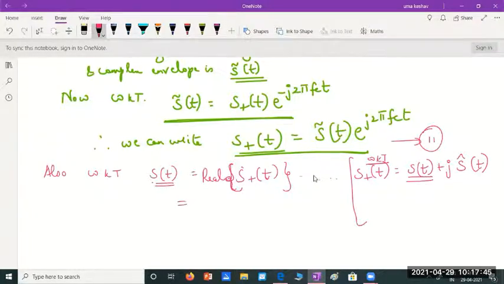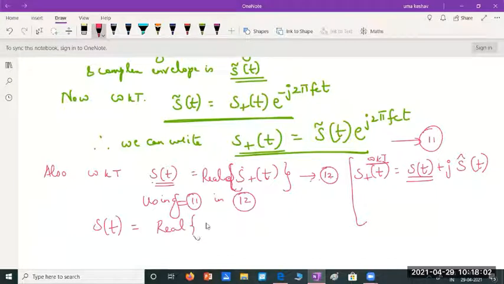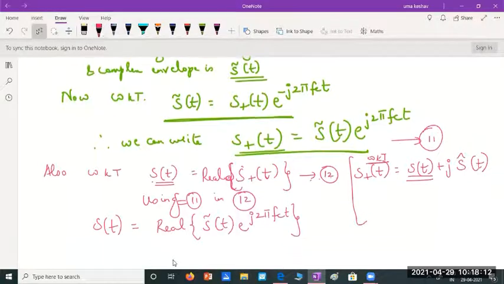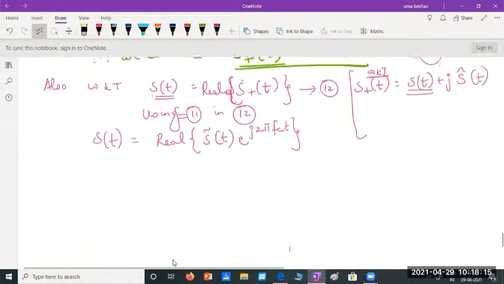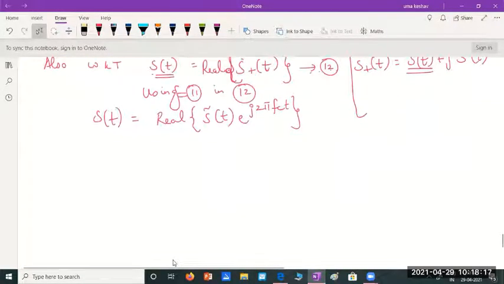Can I substitute equation 11 here? So using equation 11 in 12, what do you get? S plus of t is real part of S tilde of t into e to the power of j2 pi fct. Okay, I hope I'm clear till this point. Please ask if you have any doubts. Is this clear?